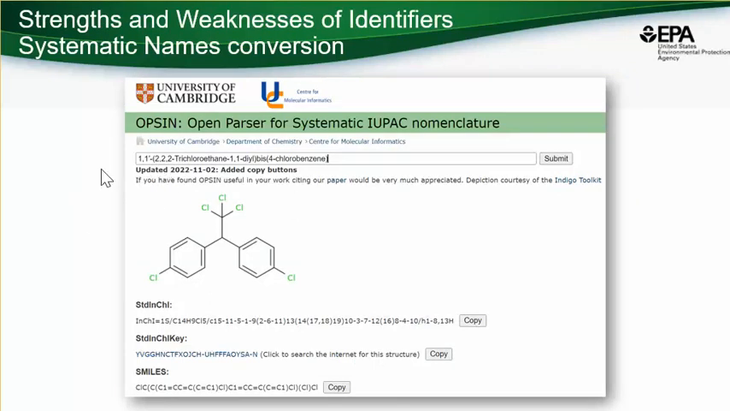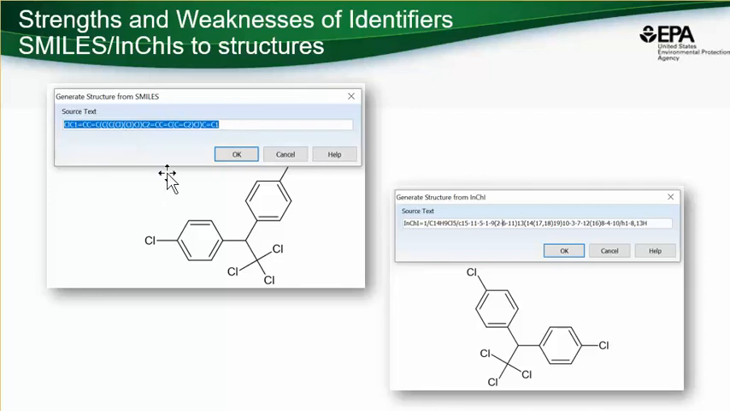Systematic names can be converted back to the structure on a site such as OPSIN, and notice when you do this it comes back with an InChI key and SMILES also. InChIs and SMILES can be converted back to the structure, but only for the string. The InChI key is actually a hash, and that is a lookup, which I will talk about a little more later.